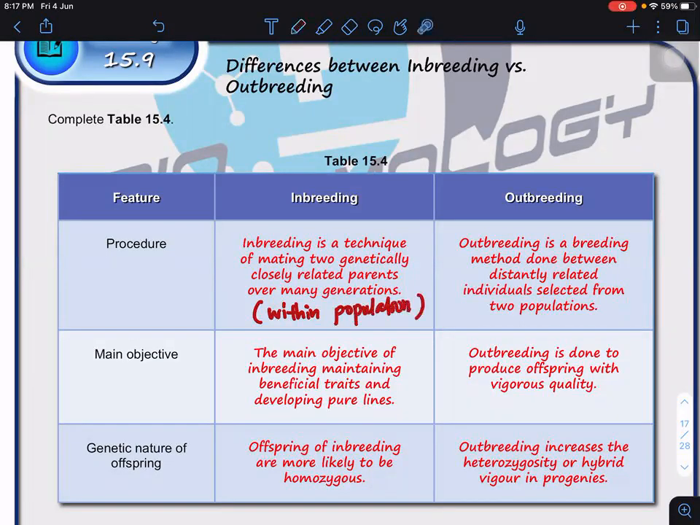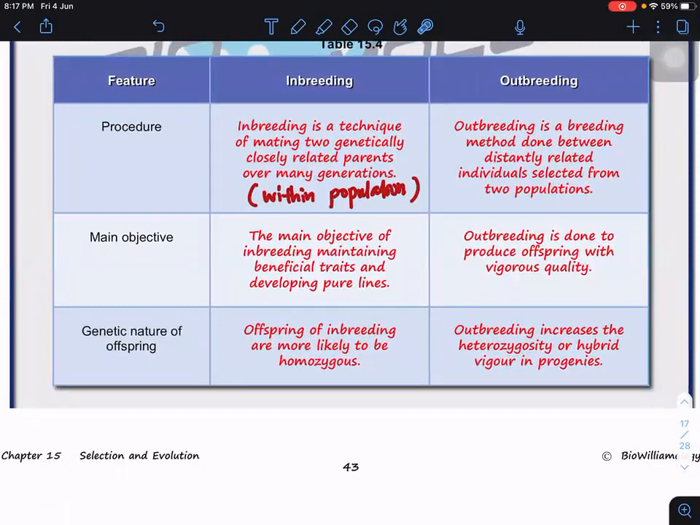Okay, outbreeding. Outbreeding is a breeding method done by distantly related individuals selected from two populations. It means that there is gene flow. So what's the objective? You have to know the objective.